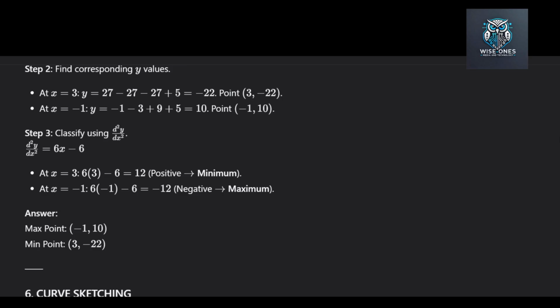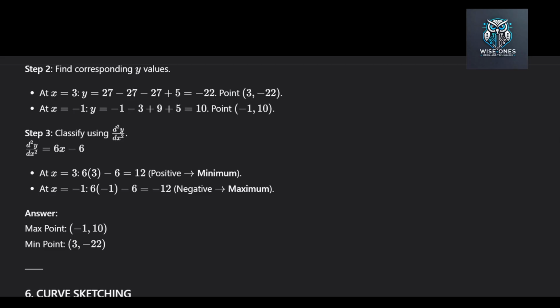So y equals negative 1 minus 3 plus 9 plus 5. Negative 1 minus 3 is negative 4. Negative 4 plus 9 is 5. 5 plus 5 is 10. So the point is open bracket negative 1 comma 10 close bracket.